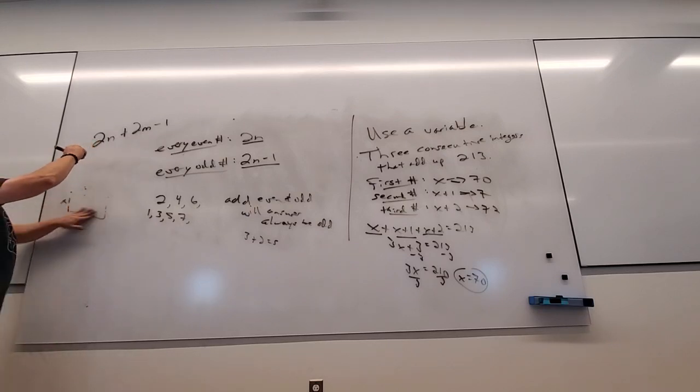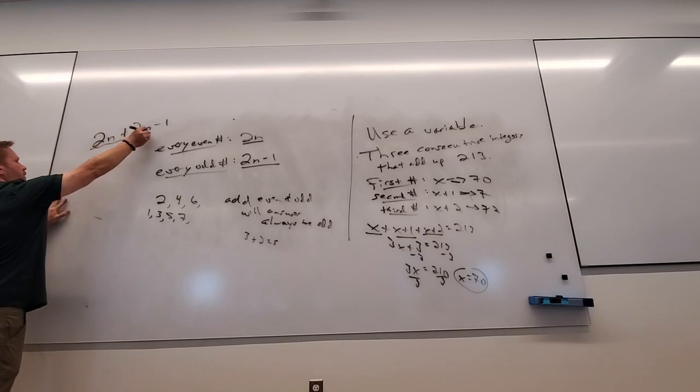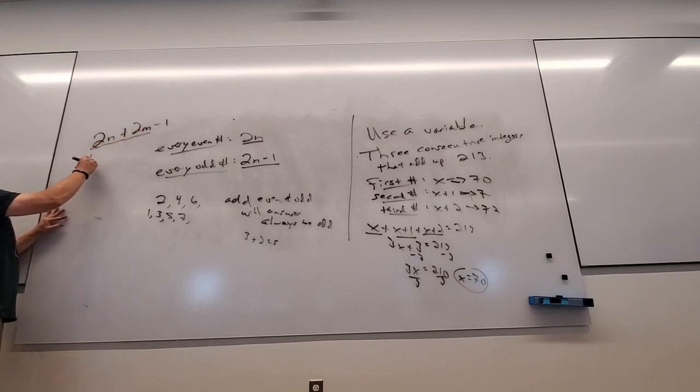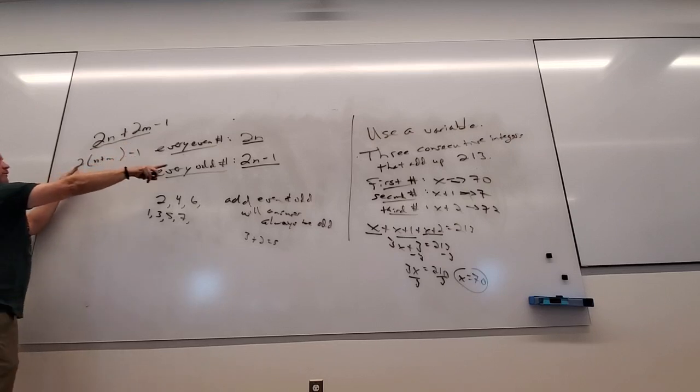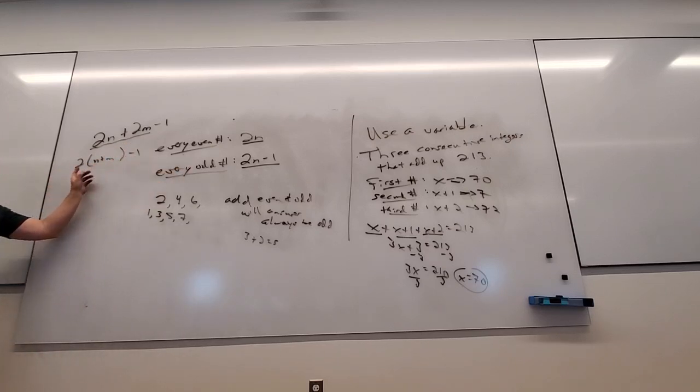So real quick, last thing. Could you factor 2 out of this? Isn't that in the form of an odd number? Twice something minus 1? So that's a proof. If you add any odd to any even, you will get an odd. That's a proof for it. So it's another thing that using a variable is good for.